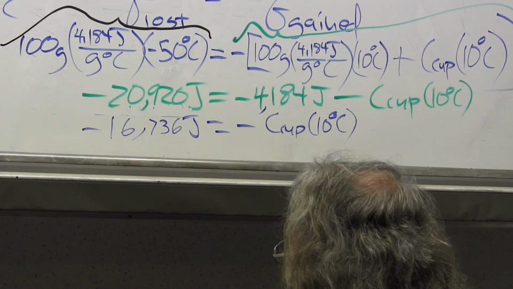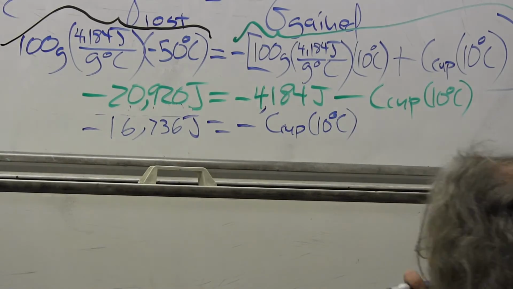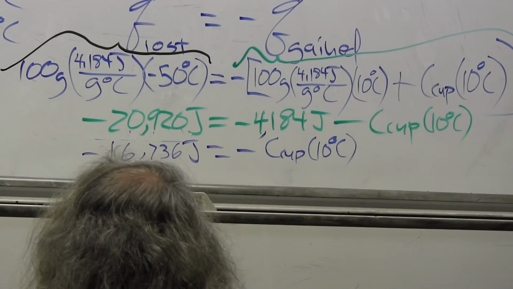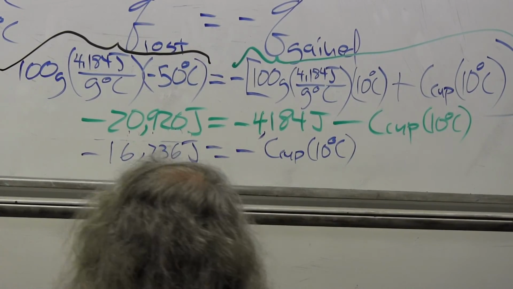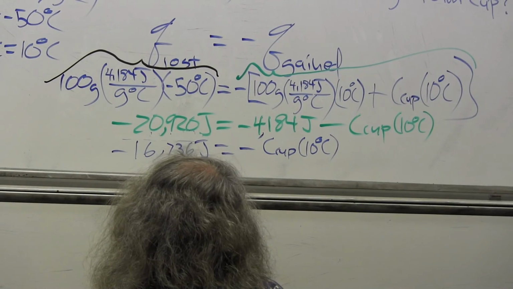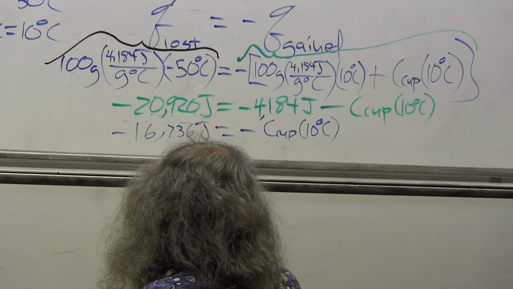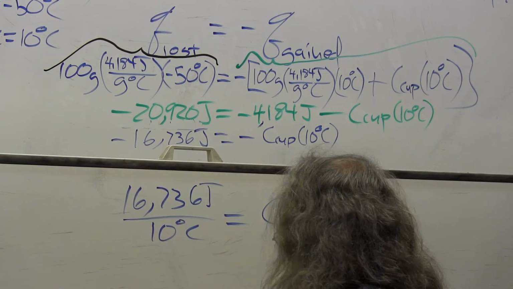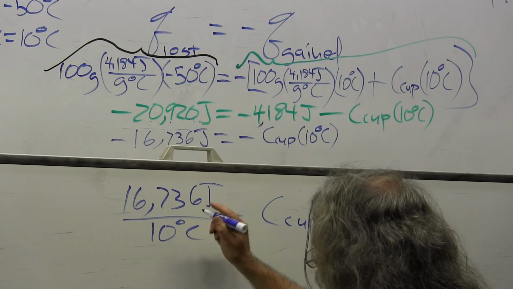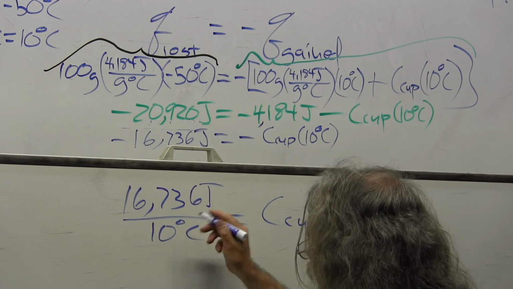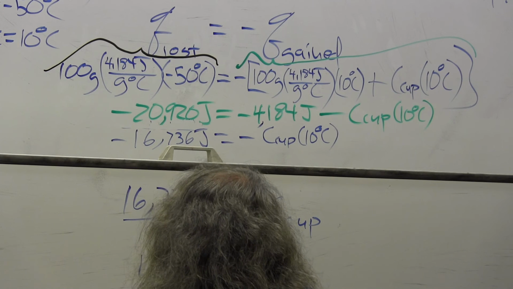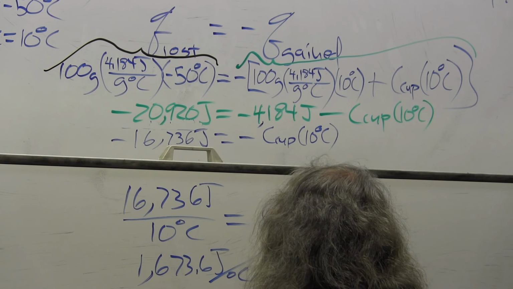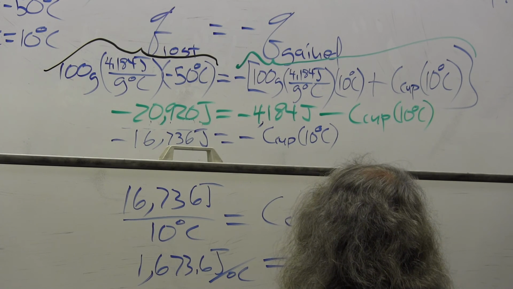And all that remains to be done now is simply divide both sides by 10 degrees Celsius. And the minus sign cancels. So 16,736 joules divided by 10 degrees Celsius is equal to C. And now that's easily done. Again, all I have to do is move the decimal point over 1, and I've got it. So it's 1,673.6 joules per degree Celsius, which is equal to the heat capacity of the cup.